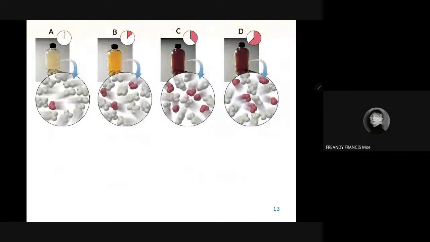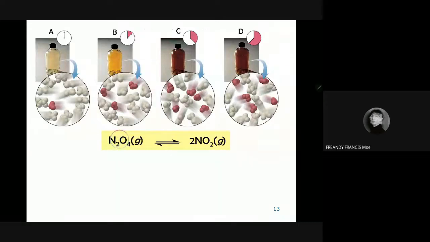Okay. So ini adalah contoh di mana kita ada bromine. Okay. Sorry, this is not bromine, this is nitrogen gas. Nitrogen tetroxide, N2O4. So N2O4 ni, warna dia adalah warna kuning cair macam ni. Apa yang boleh berlaku adalah, kalau kita ambil gas N2O4 ni, kita letak dalam bekas, dia akan secara langsung jadi nitrogen dioxide yang warna dia brown, warna dia macam orange pekat sikit.